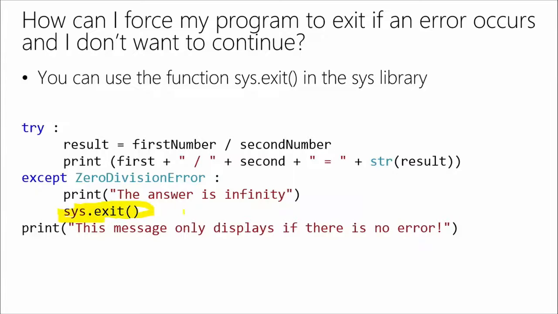In that situation, if you get the zero division error, when it hits sys.exit, it exits, and this line of code will never execute. Right. Now, what if I had a finally, Christopher? Finally is guaranteed to run. Exactly. So that's the difference between finally and having this line of code.